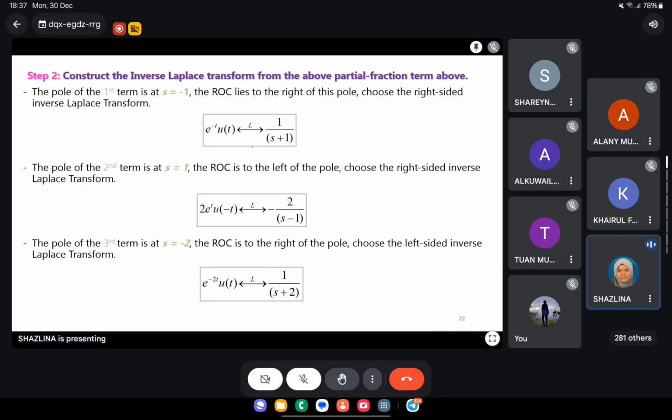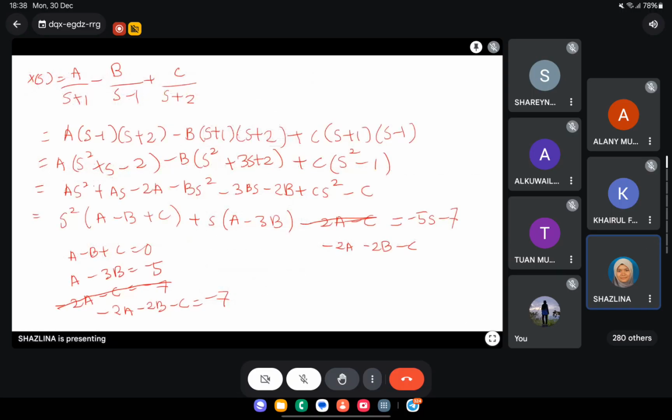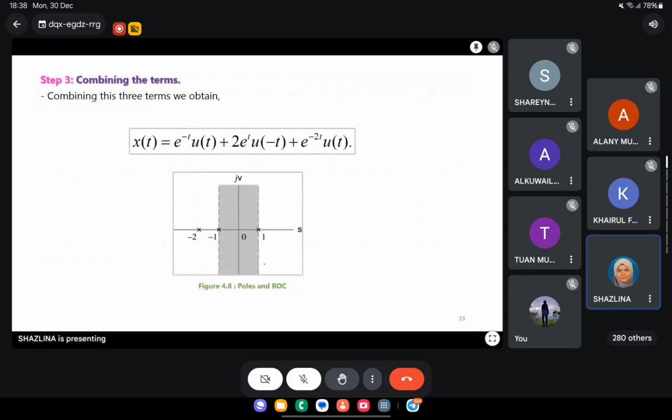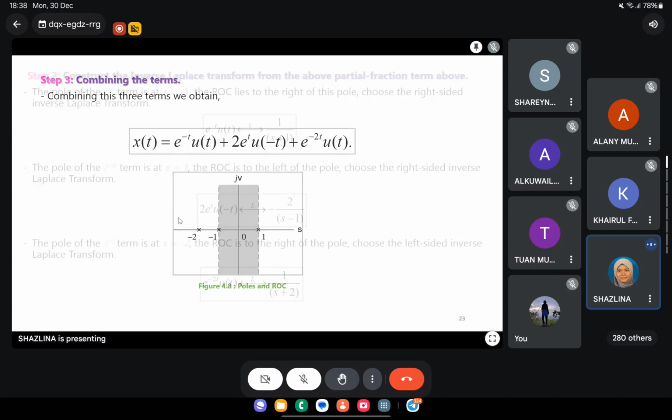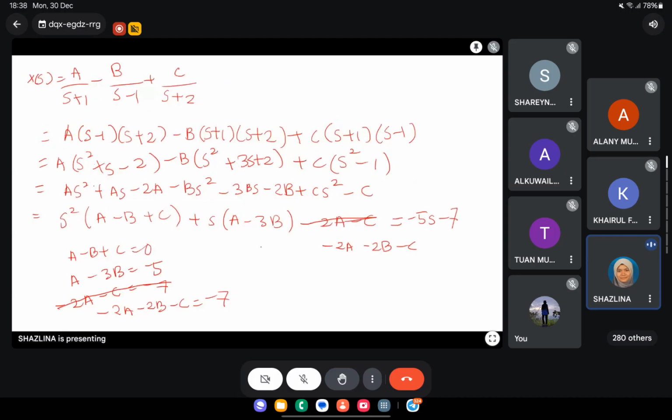So the inverse Laplace is exponent negative t u(t) for the first one. For the second one, this is negative, right? So it becomes positive 2 exponent t u(negative t). And then for this one is u(t), so exponent negative 2t u(t). Okay? So the ROC here, you have 3 poles: 1, minus 1, and minus 2. And the ROC from the question is bigger than minus 1, smaller than 1.